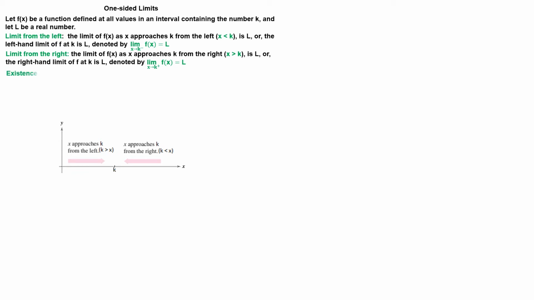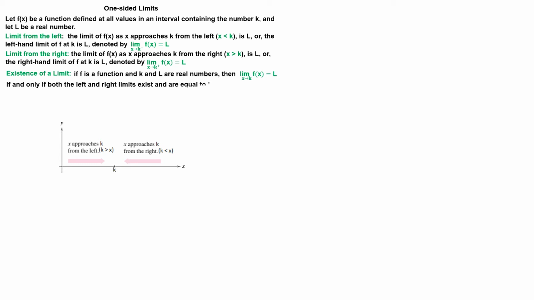Let us now consider the relationship between one-sided limits and normal limits. It seems clear that for the limit of a function to exist, it must be true that both one-sided limits exist and are equal. The following theorem states just that: if f is a function and k and L are real numbers, then the limit of f is equal to L if and only if both the left and right limits exist and are equal to L. Mathematically, it can be written as follows.